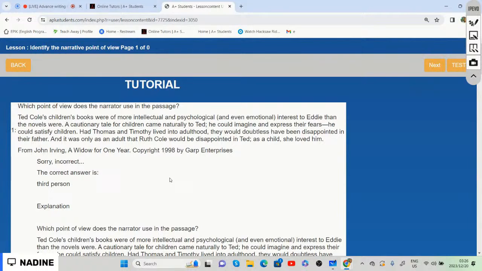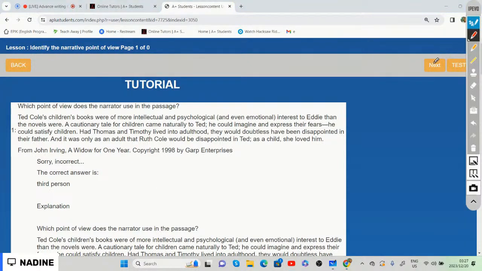And in this case, the narrator uses the perspective of an outsider. So this is third person. We can say this passage is third person.